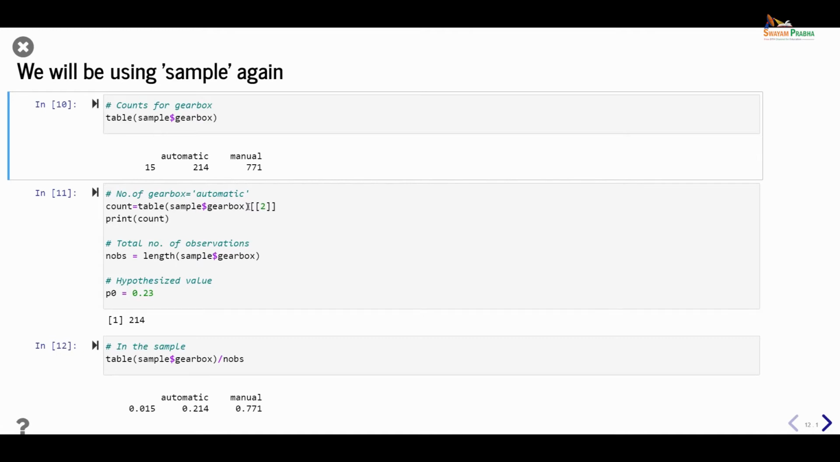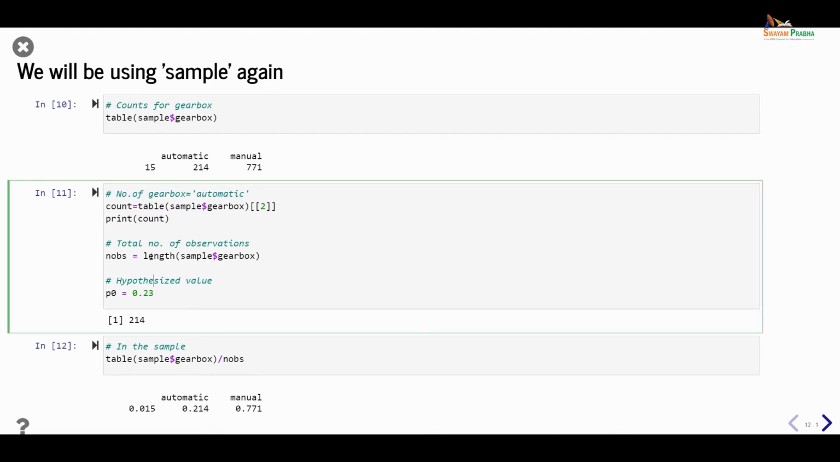I am again getting the frequencies and I am just getting the second value. The second value is automatic equal to 214, and the reason I have indexed it twice using a square index is because I don't need the level and the frequency, I just need the frequency alone. I am saving it under count and printing the value, which you will see is equal to 214. Now, the total number of observations that we have here is again 1000. I am getting that from the records itself using the function length, and I am saving it as n observation, and my postulated or hypothesized value is P0, which is equal to 0.23.